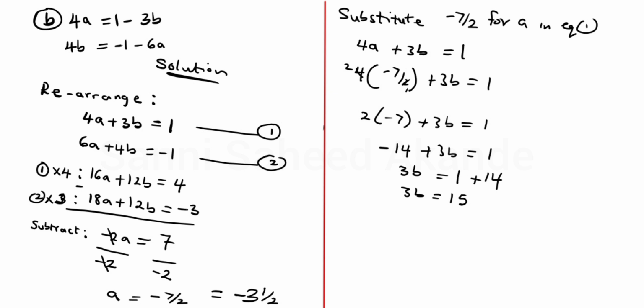Now let's divide both sides by 3. Dividing both sides by 3 will give us the value of b to be equal to 15 divided by 3, which will give us 5. So therefore the value of a is equal to minus 7 over 2, and then b is equal to 5. So this is how to make use of the elimination method to solve two given equations simultaneously.